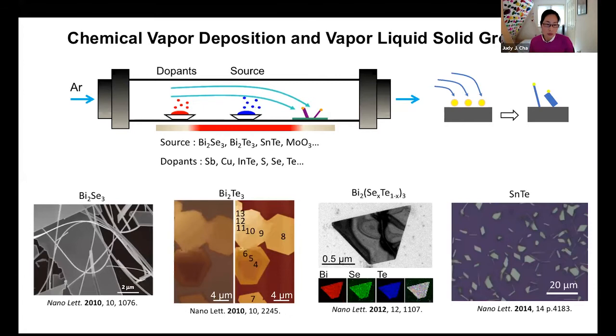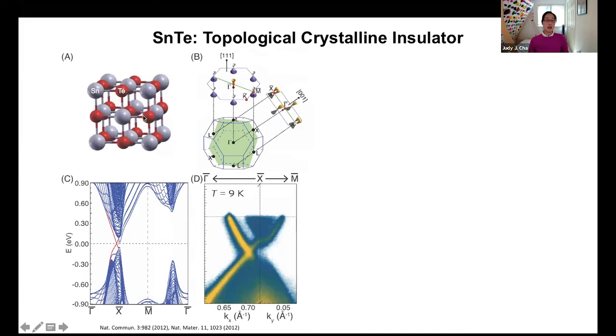These are a subset of topological materials made into ribbons and wires and plates. For tin telluride, this is a topological crystalline insulator. This is a rock salt crystal structure with tin and tellurium. It has many direct dispersive surface states on many different crystalline planes. So here on 111, you have a set of Dirac cones. In 001, and also in 110, you have sets of Dirac cones.